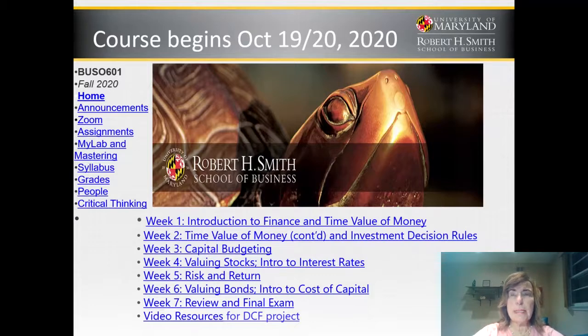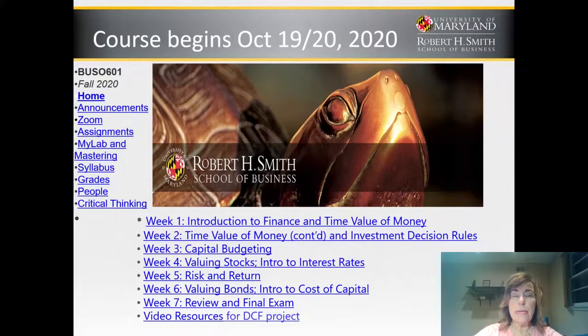Week 5 is risk and return, where we talk about the fact that if you're going to have a lot of risk, you want to get compensated with a higher return. Week 6 will be valuing bonds, and we will be looking at the cost of capital. And in week 7, we will have a review before you have a final exam in class, and it will be on the Monday of week 7, which this year is December 7th, from 7 to 10 p.m. No matter when your class meets, everyone will take the exam at the same time.